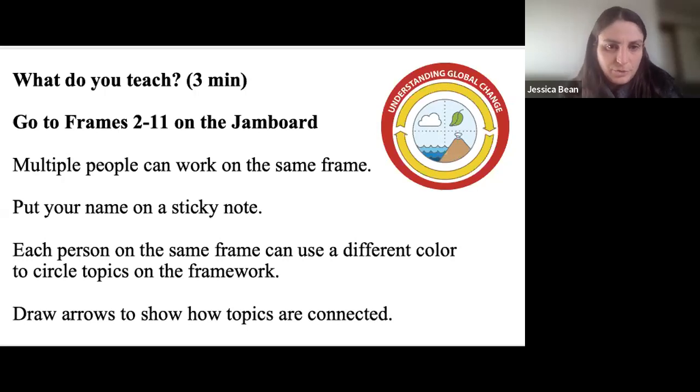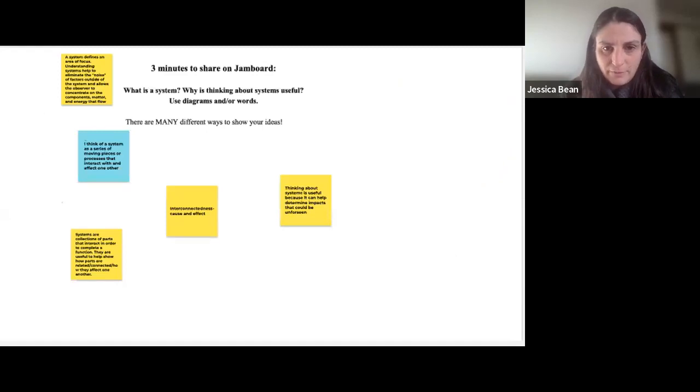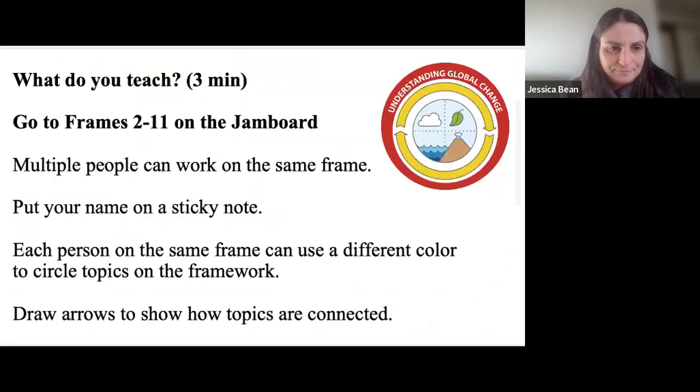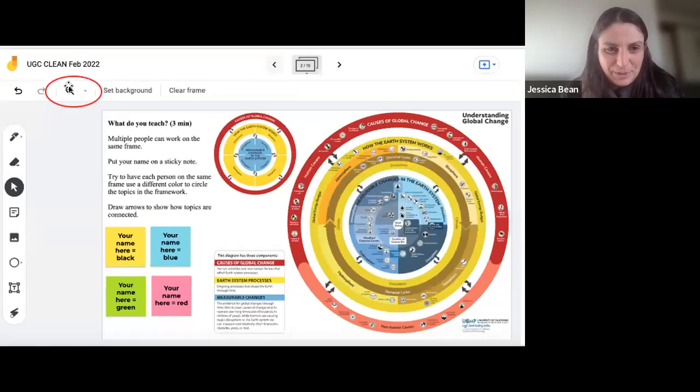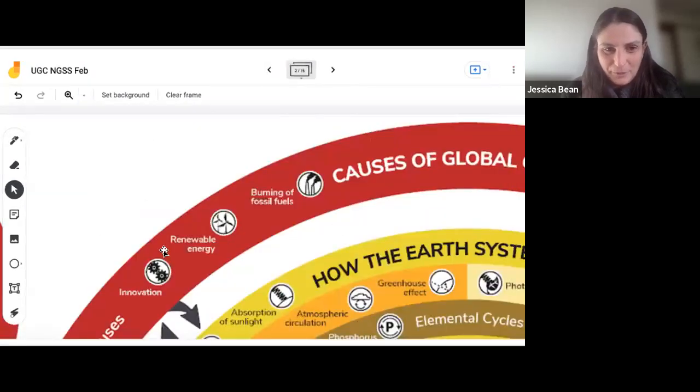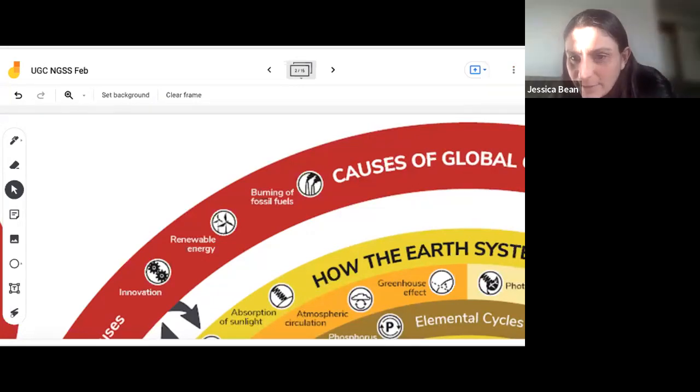Okay, so I'm going to switch over to that Jamboard and see if anyone's starting to look at the framework. So again, feel free to claim a spot. Oh, I also want to point out that you can zoom in. Sorry, I forgot to mention that. You can zoom in so this becomes readable, right? If you zoom in to like 200%, then you'll actually be able to read every single word that's on the Jamboard. So feel free to do that.